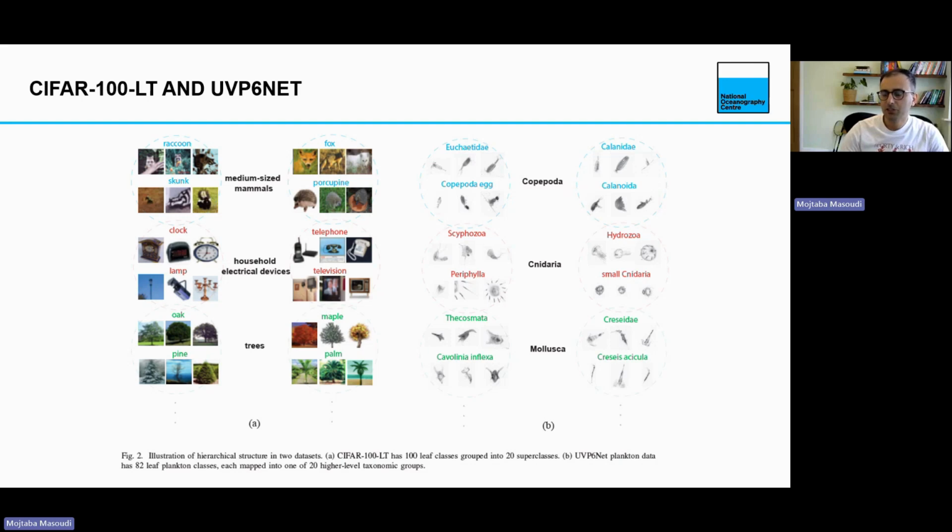So here is an illustration of how we deal with this type of data. We introduce superclasses for the prototypes. So we group, for example, all the different taxonomy relevant to copepod as a superclass of copepod, Cnidaria, likewise, and so on. We introduce about 20 superclasses for the plankton, and similarly for CIFAR, I was using the superclasses which were already allocated for the CIFAR dataset as well.